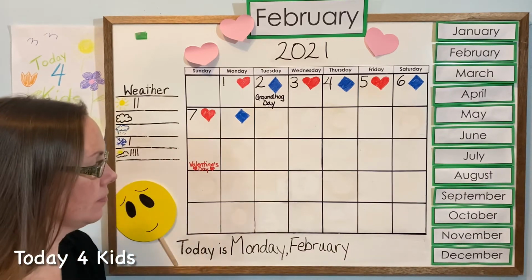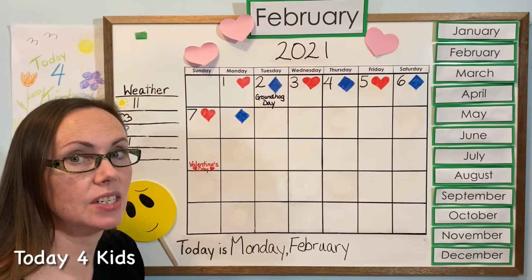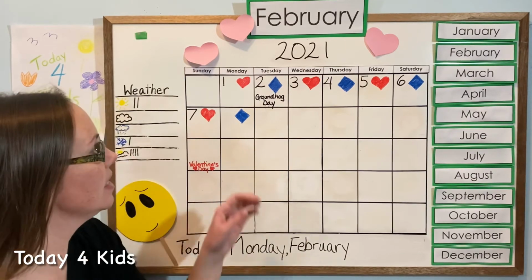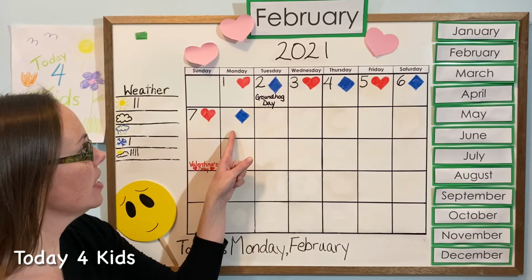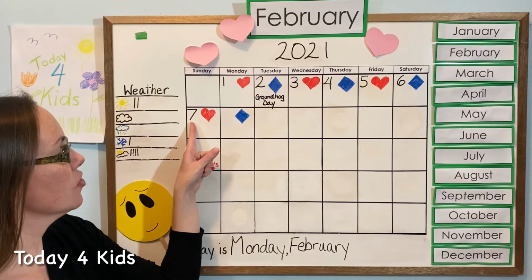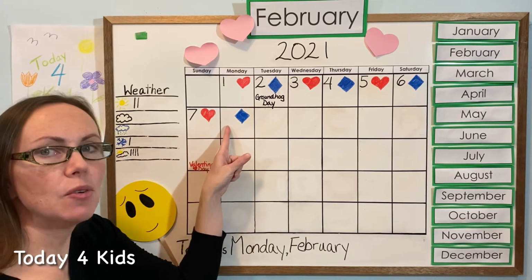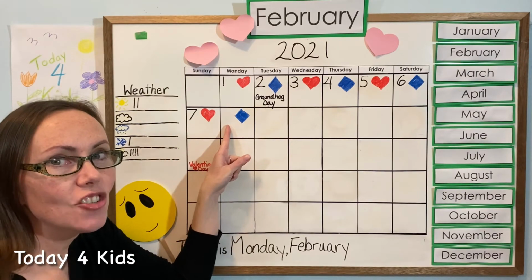E-B-R-U-A-R-Y. And next we're going to put in the date. Do you know what the number is going to be today? So this is our square for today, and this was yesterday. Yesterday was a 7. So what do you think today will be? What's your guess? Let's check. Let's see if we're correct.